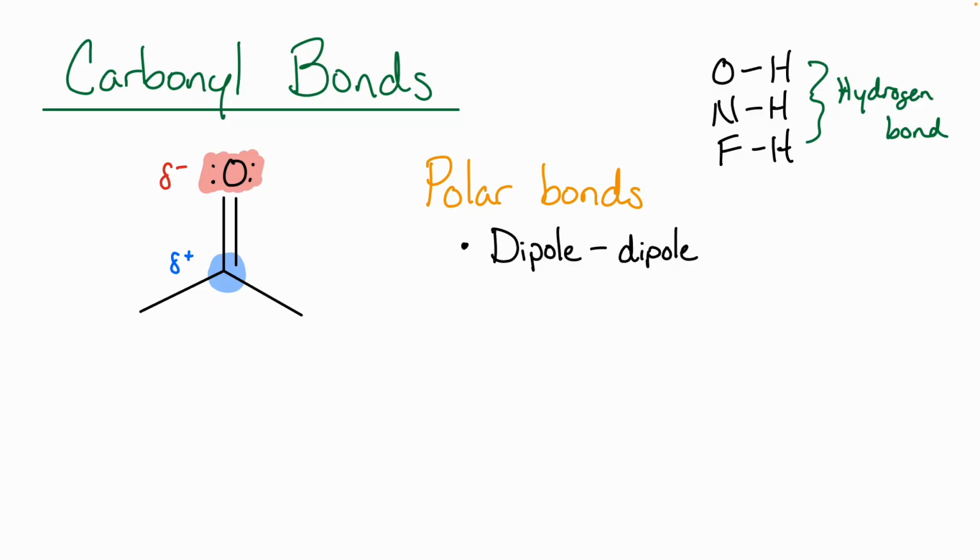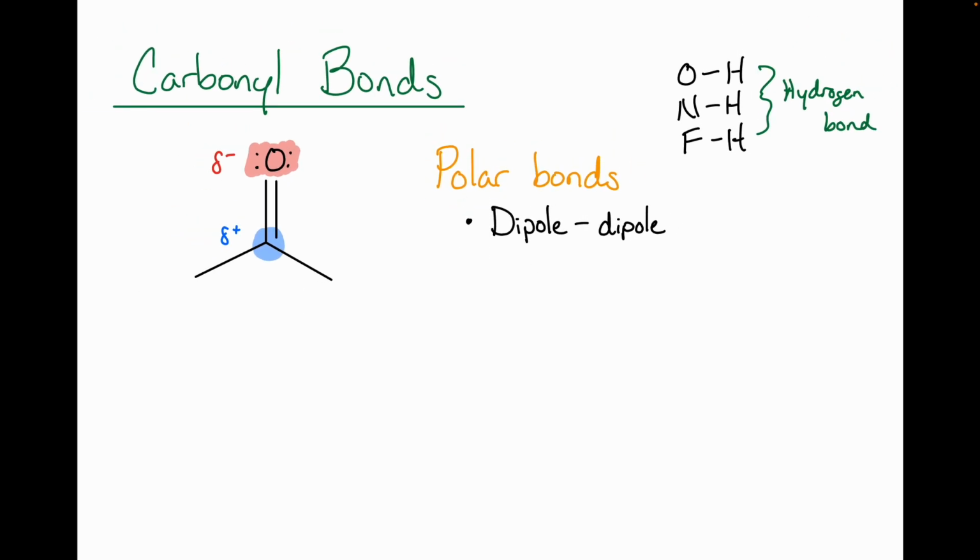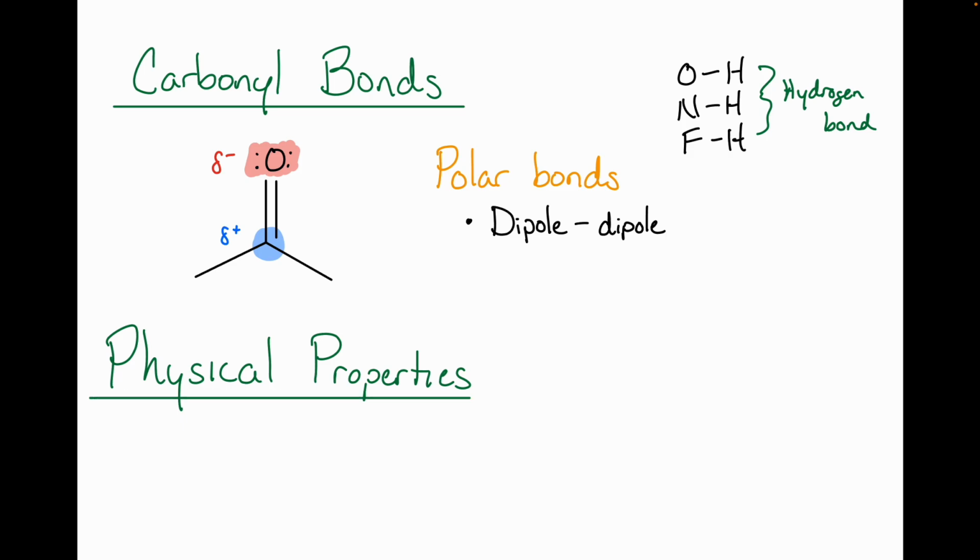And dipole-dipole interactions are what? Stronger or weaker than hydrogen bond interactions? Weaker. All right, so in terms of our physical properties, okay, we would say that these compounds are polar. So physical properties: aldehydes and ketones would be a polar functional group, again, because they can dipole-dipole interact.